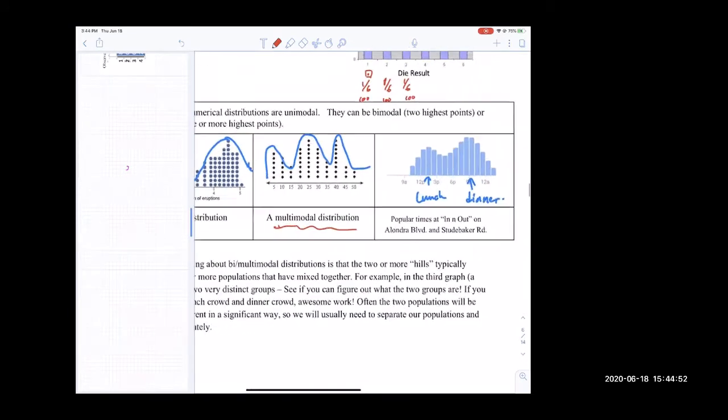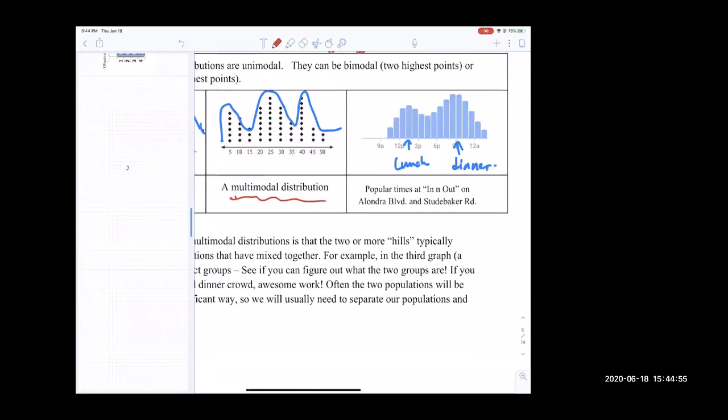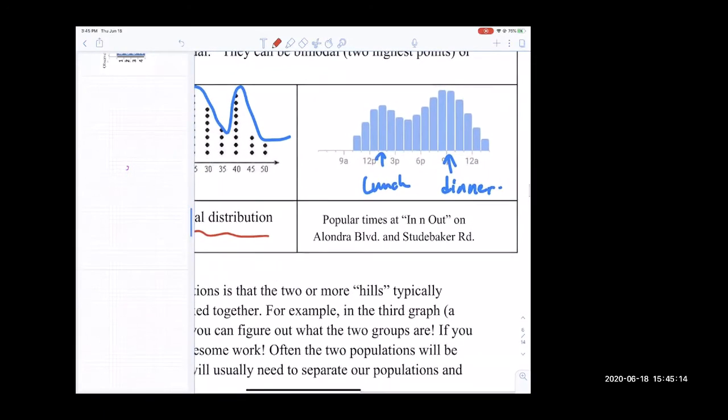Okay, all right, so here, this is a popular time at In-N-Out on Alondra Boulevard. Who visits there often? Oh, I don't have time to go there. Oh, it does smell so good every time I drive by there, though. So you notice that this has 2 humps. I would have thought you would have more hump at lunchtime than dinnertime, but I guess I'm wrong. So there's a lunchtime rush and then the dinnertime rush. So this is an example of a bimodal distribution in this case.